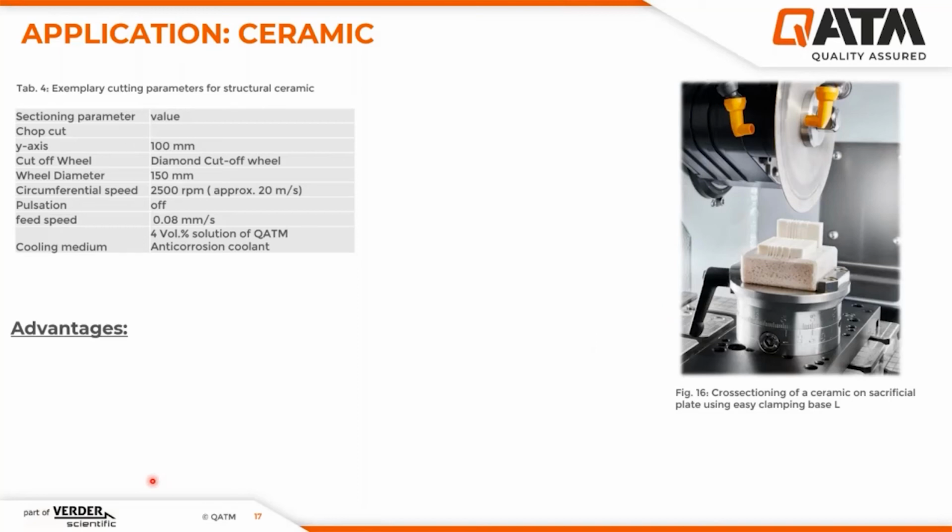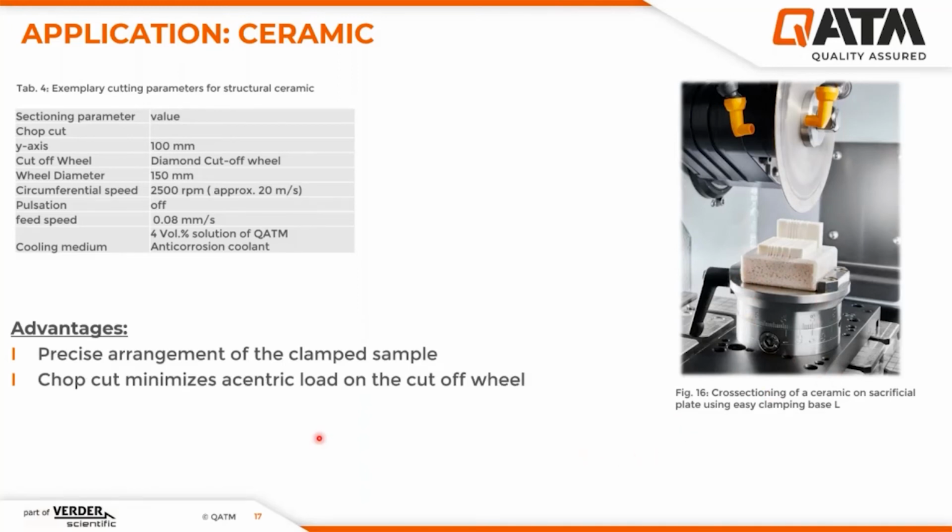sectioning brittle materials. Therefore, we also have applied the trick of using a sacrificial plate and this special clamping setup that allows the rotation of the sample and hence a very precise arrangement of the clamped sample, which is only this part. Also, we use a chop cut to minimize an acentric load on the cutoff wheel, which may lead to a run out, which is quite detrimental while cutting such a brittle material with high internal stresses, which is the case for almost all ceramics you encounter on the market.